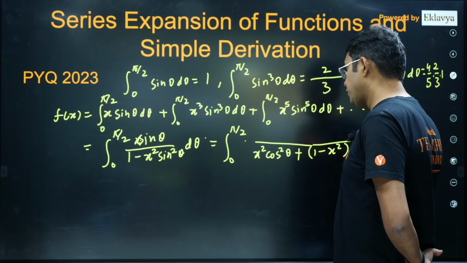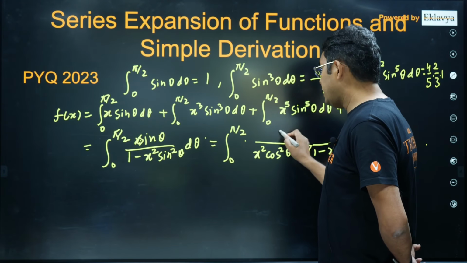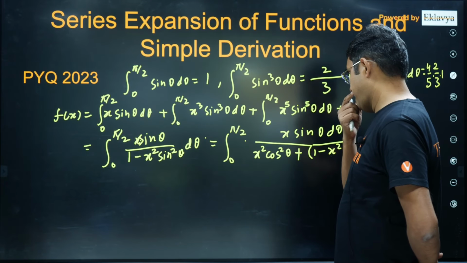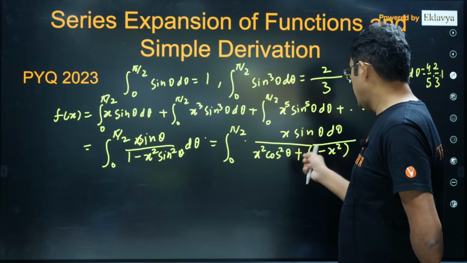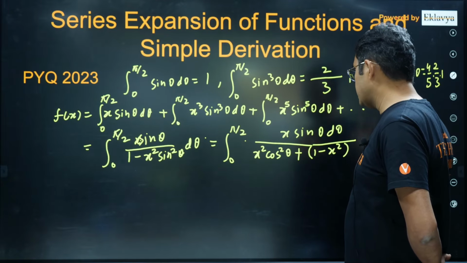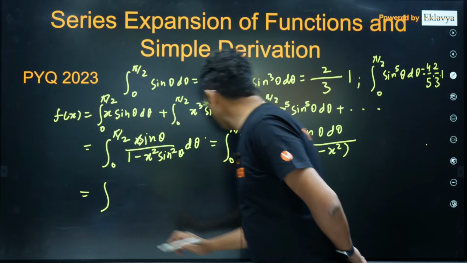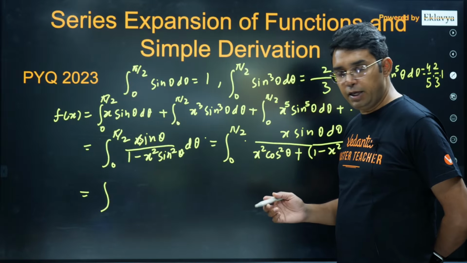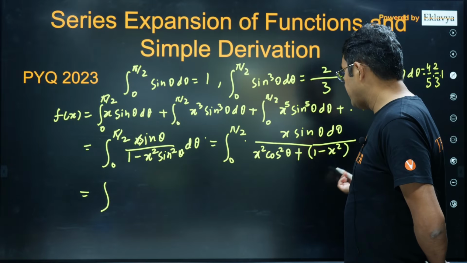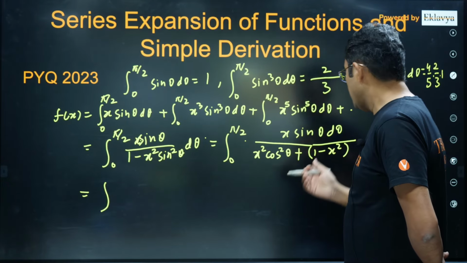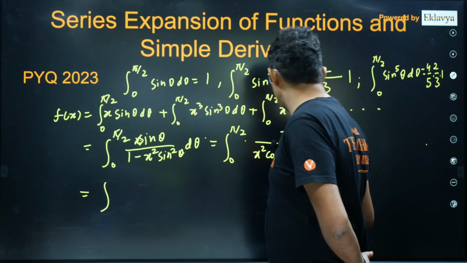Please see if it is correct. Yeah, it is correct. And then x sin θ dθ. 1 minus cos^2, so x^2 cos^2 and 1 minus x^2, that is correct. Now we can put x cos θ as t, or maybe cos θ as t. Let's put x cos θ as t. Okay, or let me put cos θ as t.